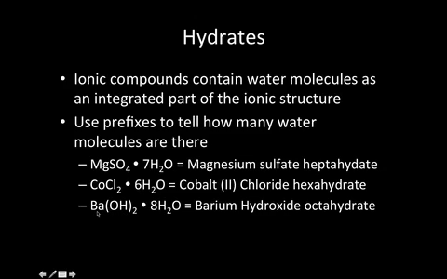Barium hydroxide octahydrate. I'm not sure if I said this or not. I want to make sure I go back. This is cobalt 2 chloride. Cobalt is a transition metal, so it needs that Roman numeral 2. So cobalt 2 chloride hexahydrate. So there you go. That is how we name things.